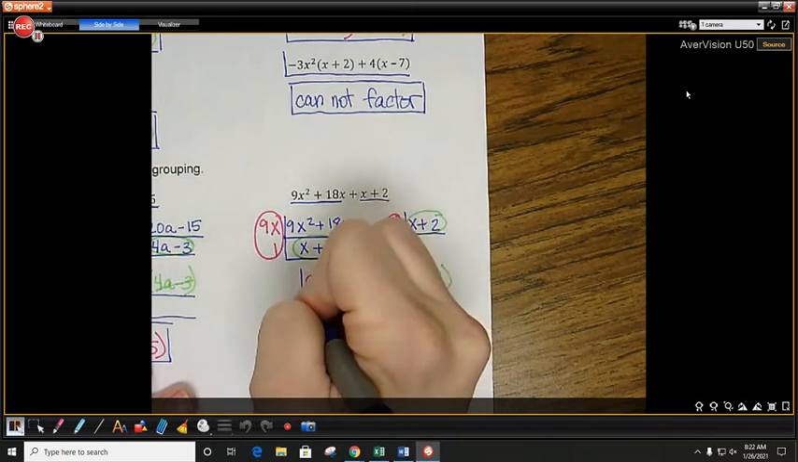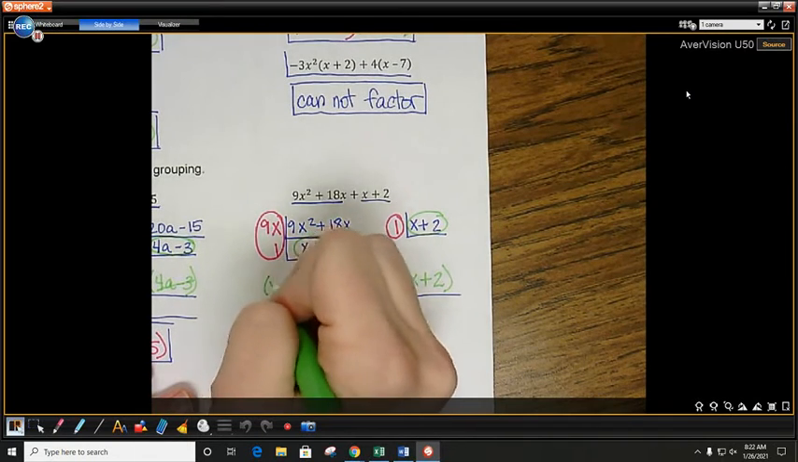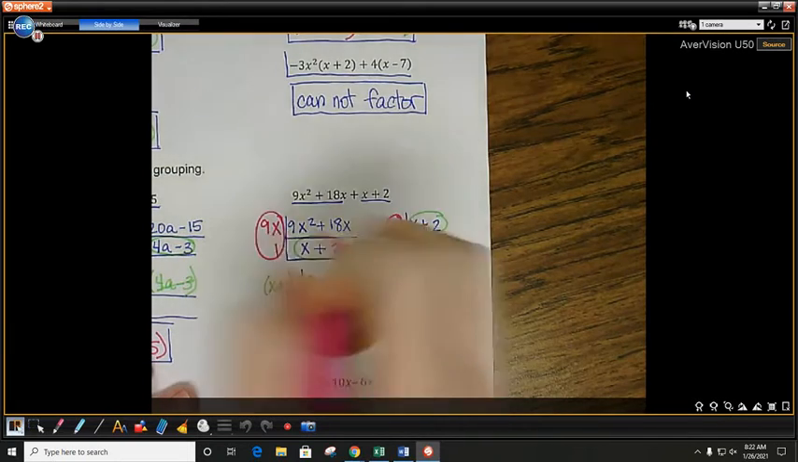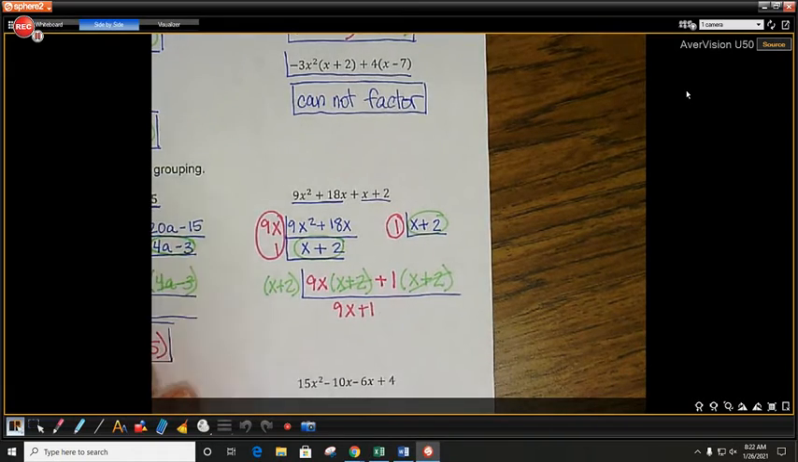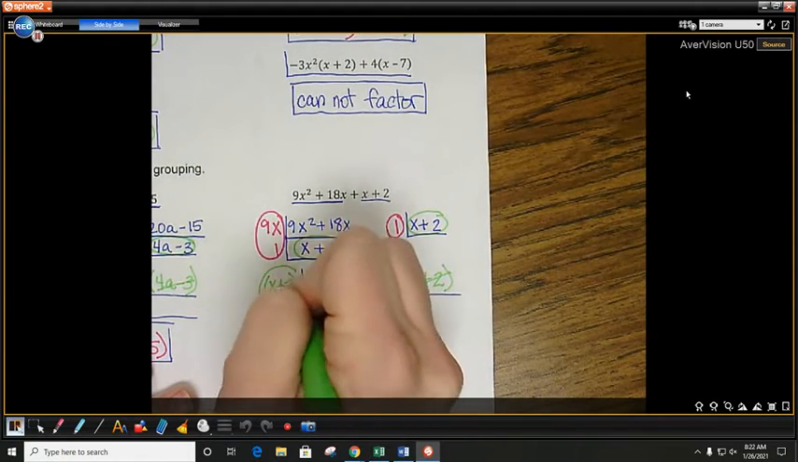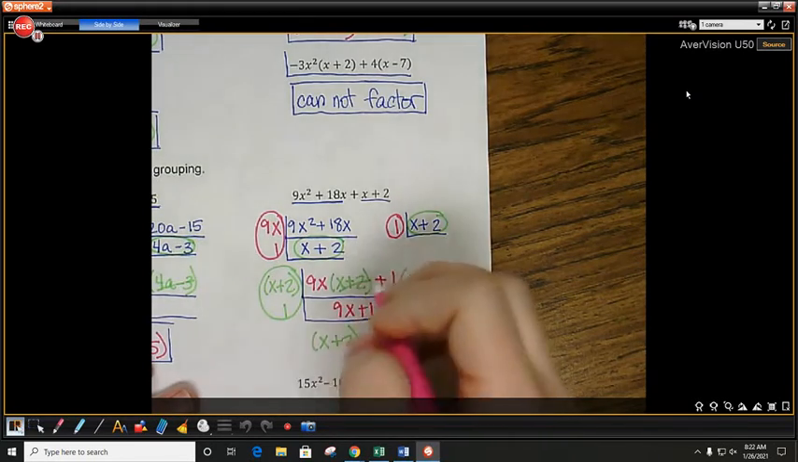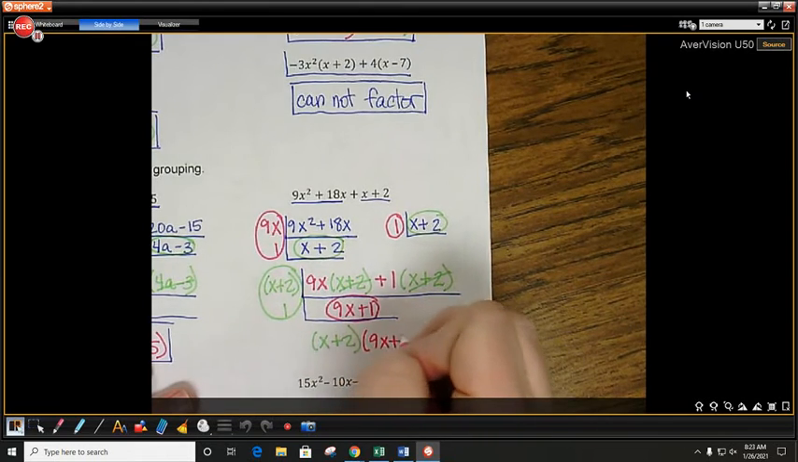Do your upside down division of all of it together. Notice your parentheses match, your binomials match. So factor it out. That's your common factor, your common binomial. So I'm left with 9x plus 1. And then there's no like factors other than 1 with 9x plus 1. So I'm going to factor out a 1. So I have x plus 2 times the last row of my upside down division, which is 9x plus 1.